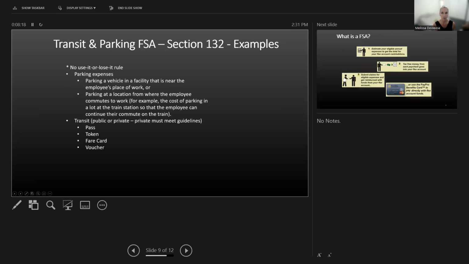Transit and parking. So this is for employees who live in an area where there's not a lot of parking available, and perhaps they have to take a bus in because there's no available parking, or they do drive their car in, they have to pay a meter or to park in a garage of some sort. So this helps maximize the employee's income to take advantage of the tax savings through the FSA and allow the employee to use that FSA money for parking and transit.